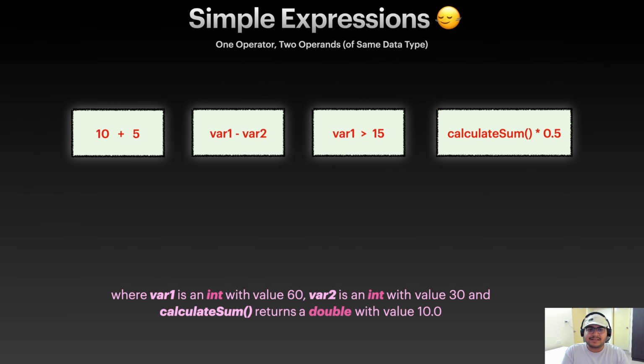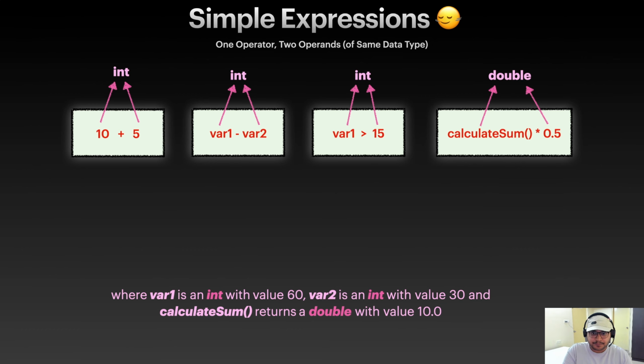An expression that contains a single operator and 2 operands of the same data type is what we will refer to as a simple expression in this episode. Let's examine these 4 expressions again. In the first one, 10 and 5 are literals of type int. In the second expression, var1 and var2 are variables of type int as well. In the third case, var1 is a variable of type int and 15 is a literal of type int. And in the last expression, calculate sum returns a value of type double and 0.5 is also a literal of type double.